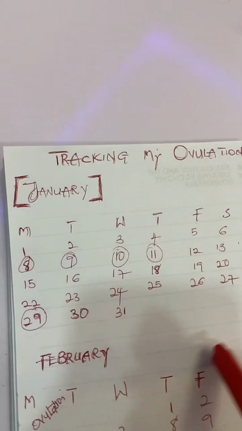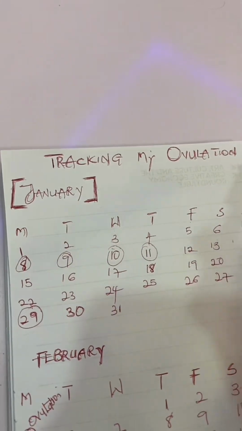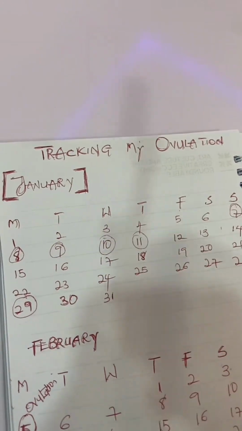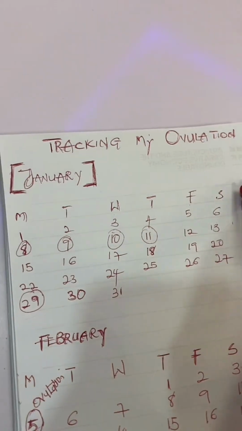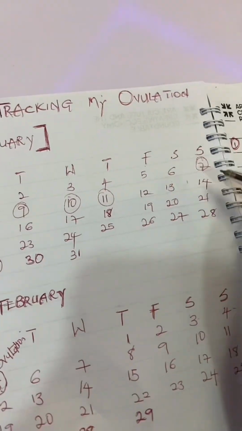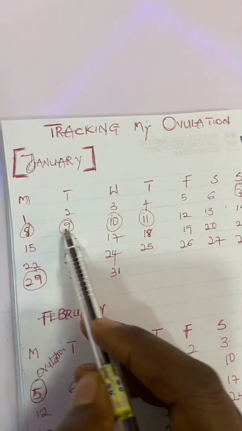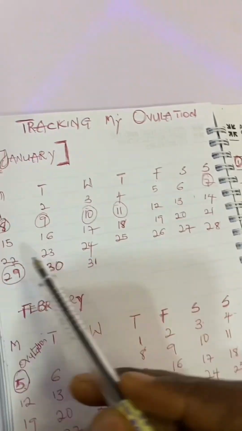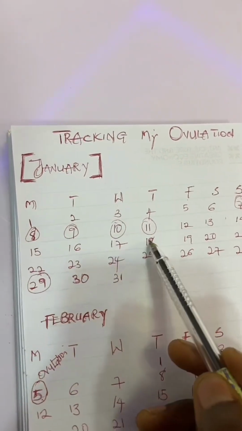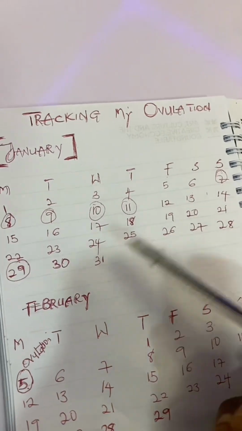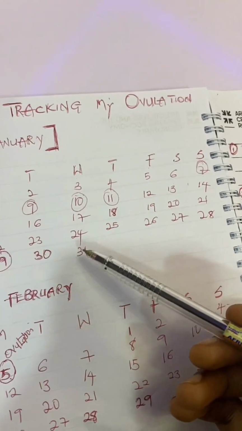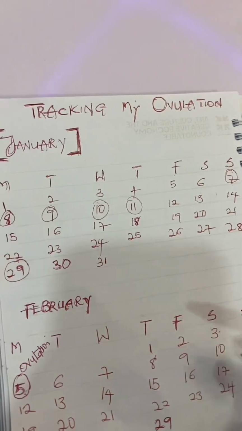Okay, so now we will calculate when Chioma will menstruate again in February. And it's how many days? We know that she has a 27-day cycle length. So we are going to count. Let's count now. 1, 2, 3, 4, 5, 6, 7, 8, 9, 10, 11, 12, 13, 14, 15, 16, 17, 18, 19, 20, 21, 22, 23, 24, 25, 26, 27.